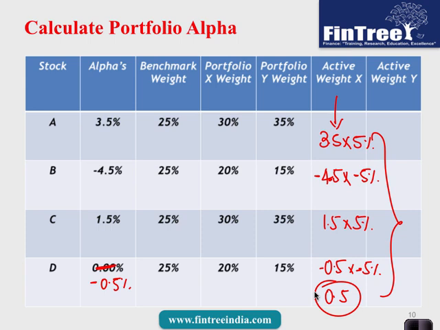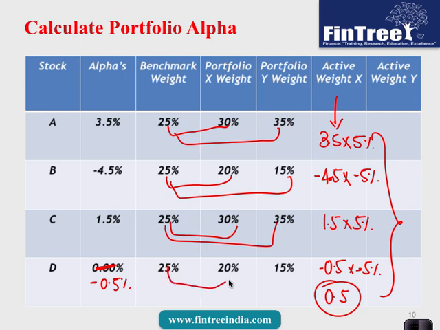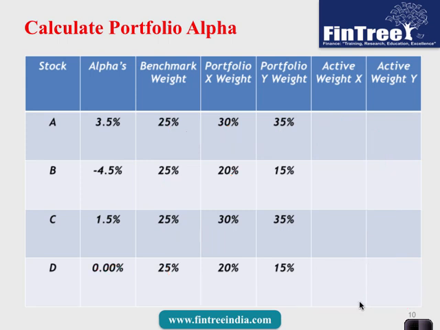And can we observe that portfolio Y has double the active weights of portfolio X. If this was 5, this was 10. If this is -5, this would be -10. Again, this is +5, +10, -5, -10, and therefore alpha of portfolio Y should be 1%. Moving further.